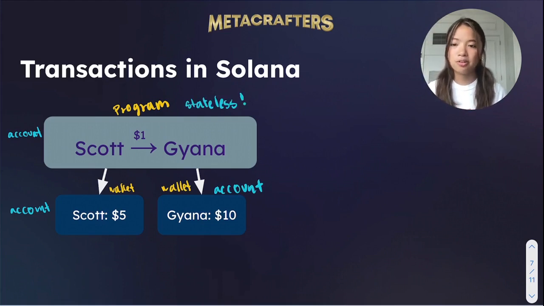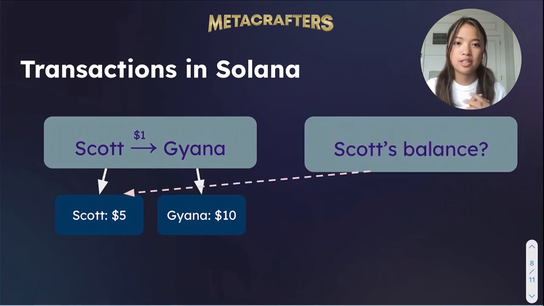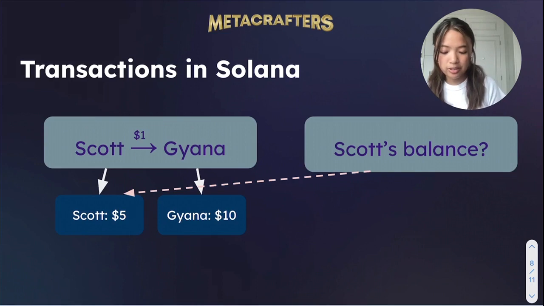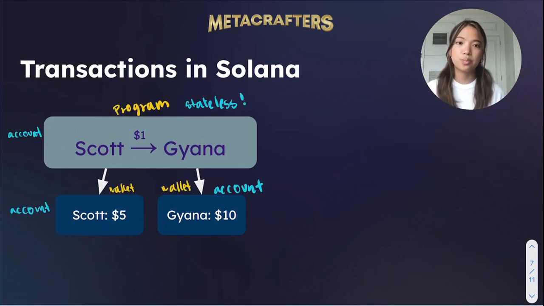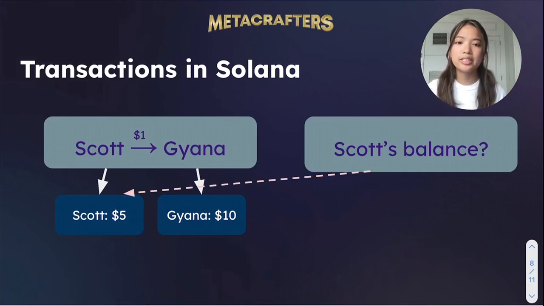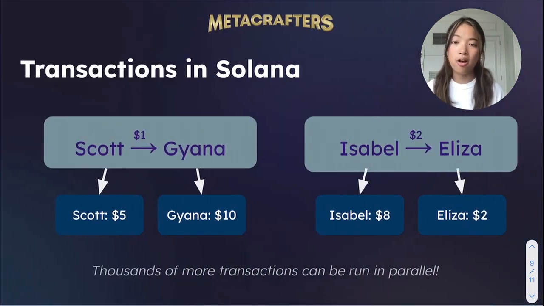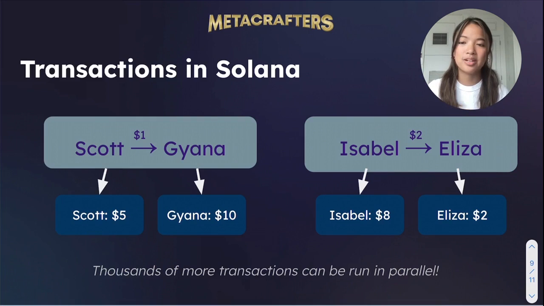That way, if another program wants to use Scott or Gianna's information, for example, if we wanted to read Scott's balance, then it knows that it's being used currently by another program. Because of this, if we have another program, like reading Scott's balance, this program would recognize that Scott's wallet is currently being used and that transaction wouldn't be run. Because of this, other transactions that aren't using the same accounts can run in parallel. And this means that thousands more transactions can be run in parallel, making Solana a lot faster.